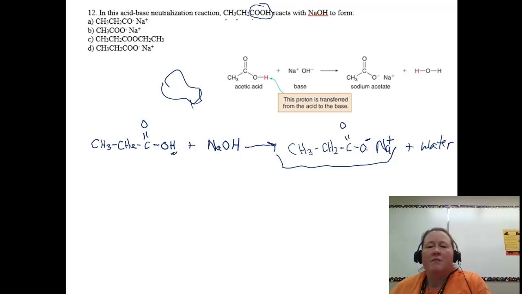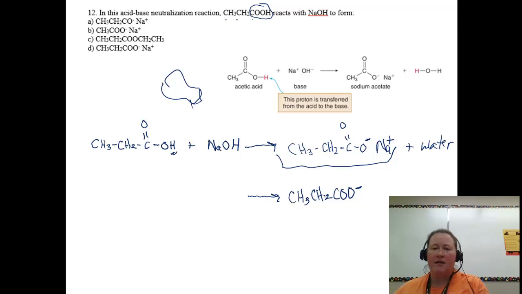So this carboxylate ion is negative charged, and it is bonding with the positively charged sodium. So one way that this could be written out in a long form, a carboxylate ion condensed formula would look like this: CH3, CH2, COO, and what you see is just a little negative sign here.